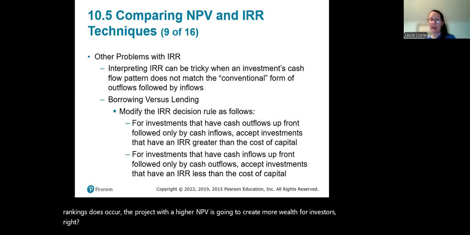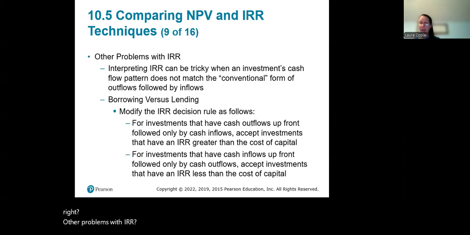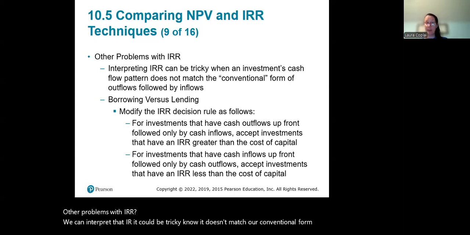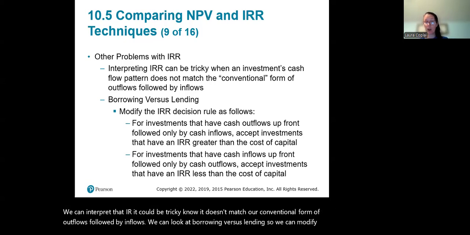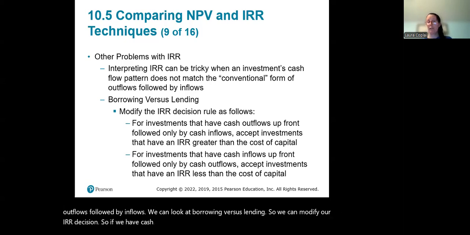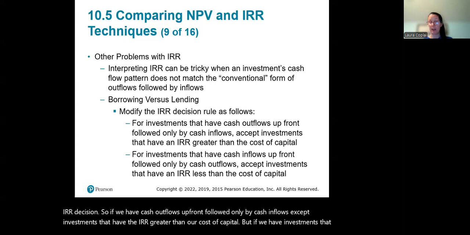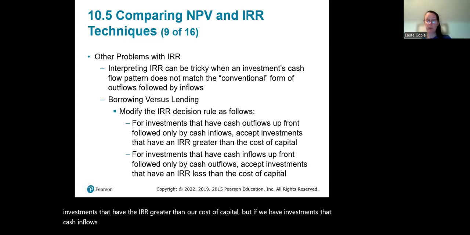Other problems with IRR. We can interpret the IRR, but it could be tricky. It doesn't match our conventional form of outflows followed by inflows. We can look at borrowing versus lending, so we can modify our IRR decision. If we have cash outflows up front, followed only by cash inflows, accept investments that have an IRR greater than our cost of capital. But if we have investments with cash inflows up front, followed only by cash outflows, we might want to only accept investments that have an IRR less than our cost of capital, right?